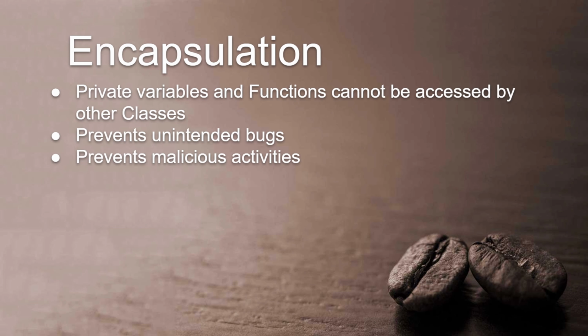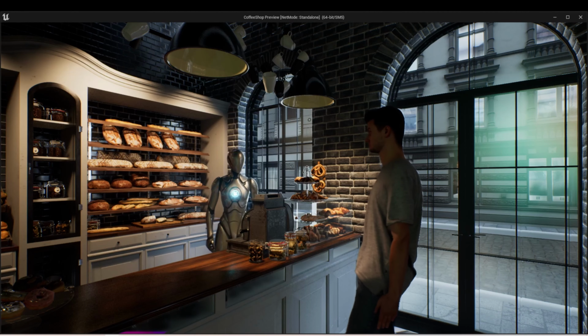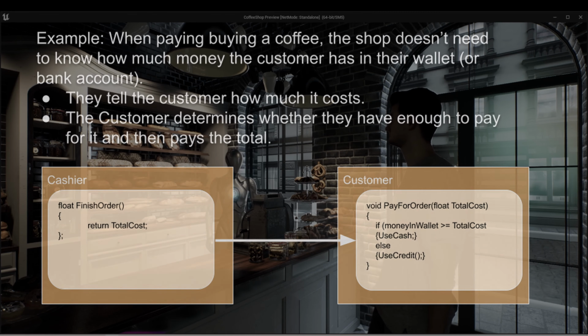So what's encapsulation? Well, encapsulation basically says that all private variables and functions cannot be accessed by other classes. This prevents unintended bugs, and it can also go towards preventing malicious activities. Essentially, each class doesn't share information that other classes aren't privy to. And here's an example of encapsulation.